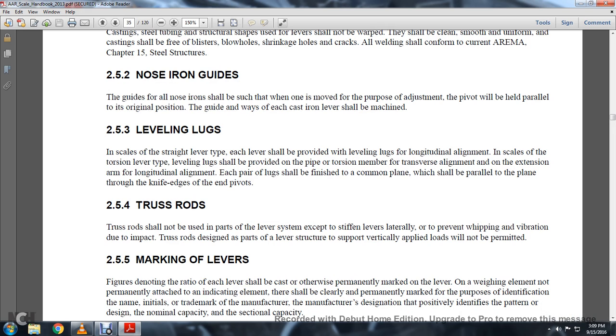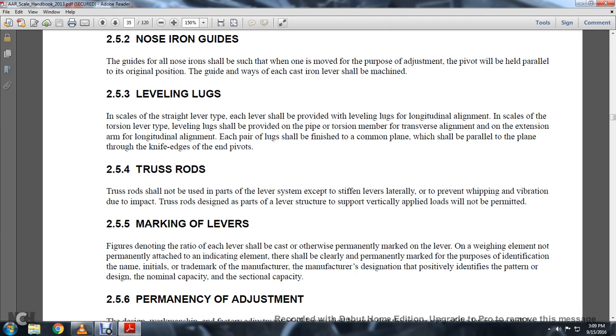2.5.4 The truss rods. The truss rods shall not be used in parts of the lever system except for the shifting of the levers laterally, to prevent whipping of the vibration due to the impact. The truss rods designed as parts of the lever structure to support vertical applied loads will not be permitted.